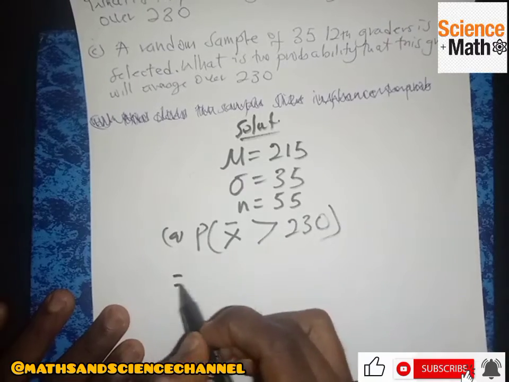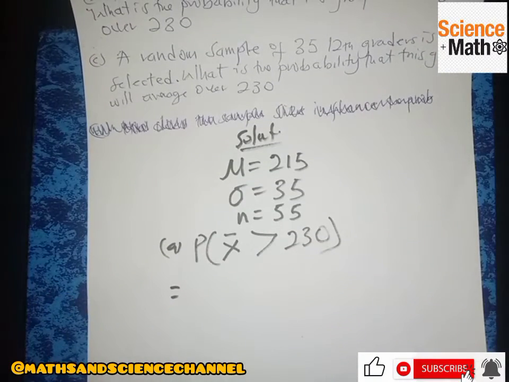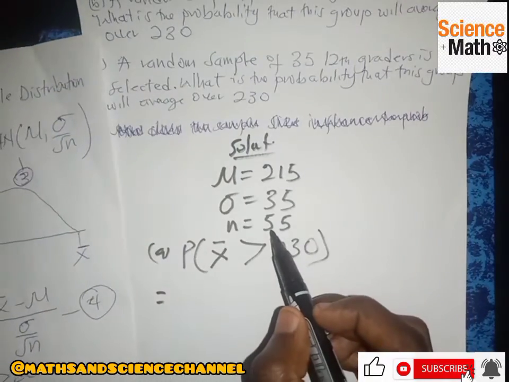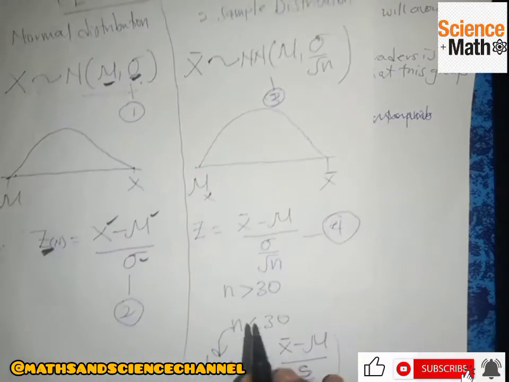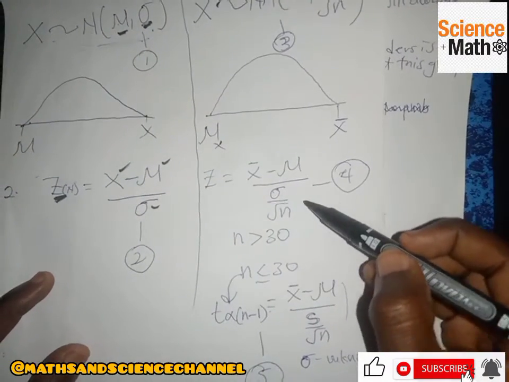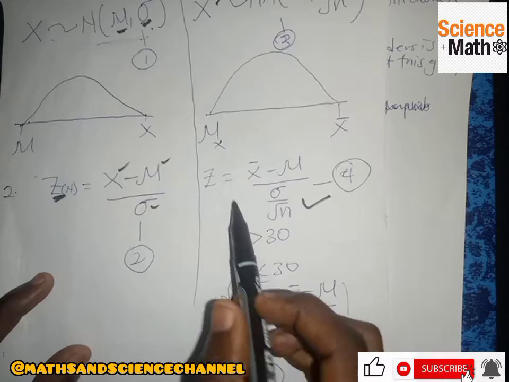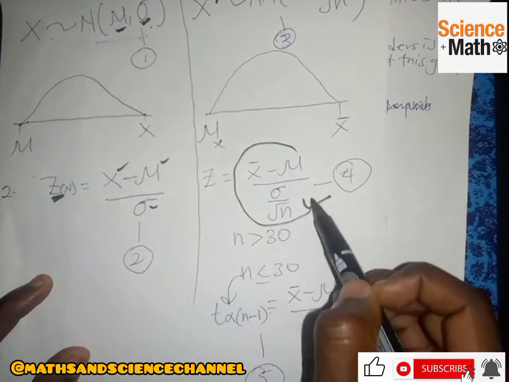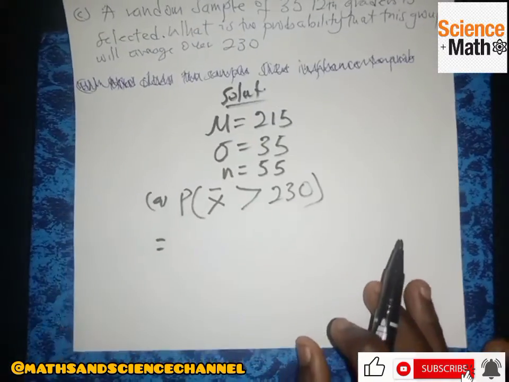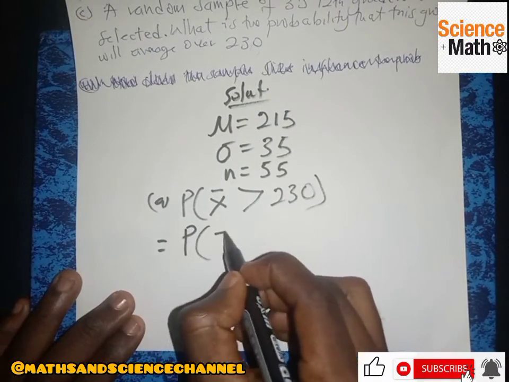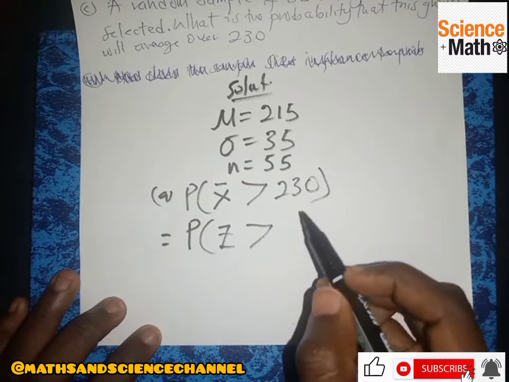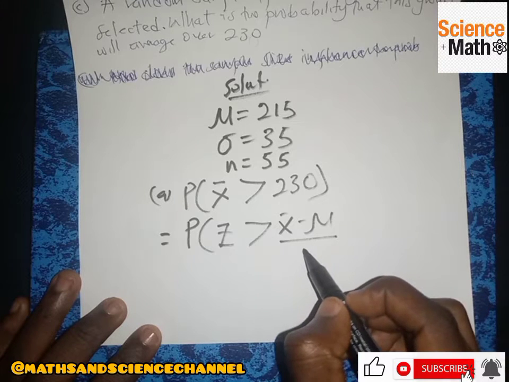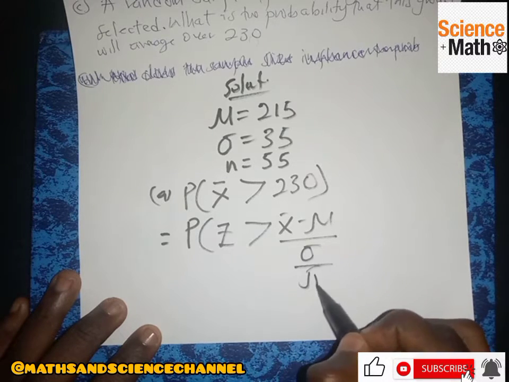And then from our formula, since this is a sample distribution question, and we are given n is greater than 30, which means that we are going to use this formula here. Why? Because we said that we use this formula when n is greater than 30, so we are going to use this formula in solving that, right? So from here we have P of Z greater than, x bar minus mu divided by the standard deviation over the square root of n.